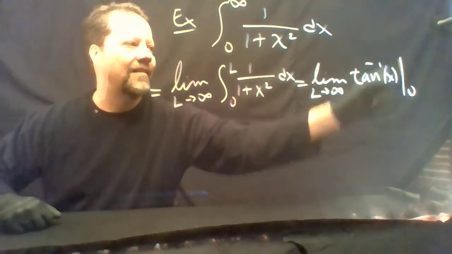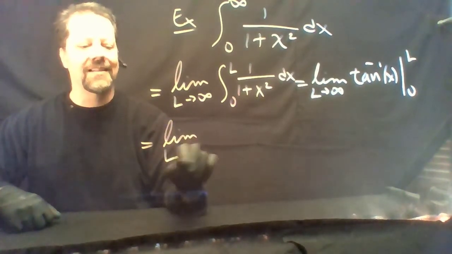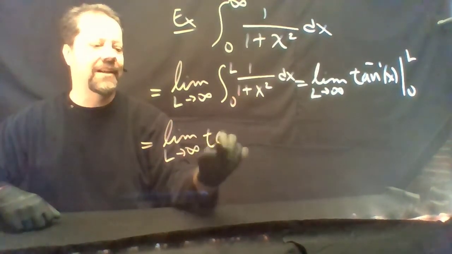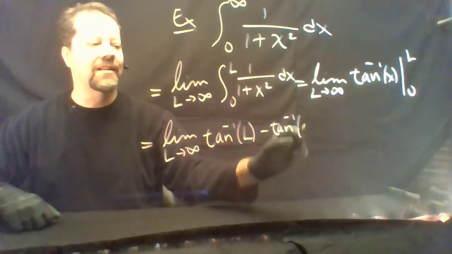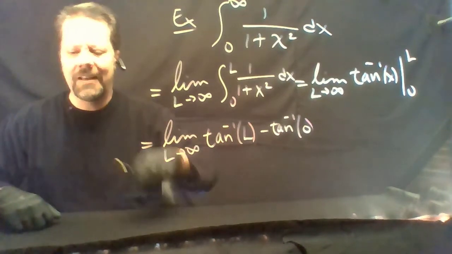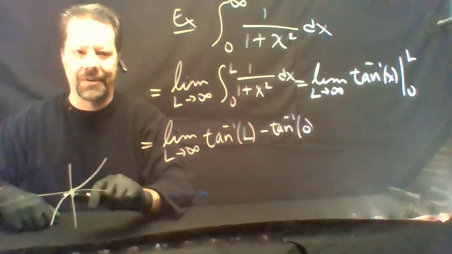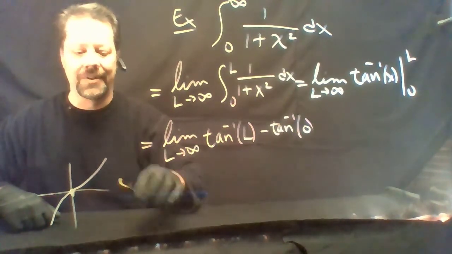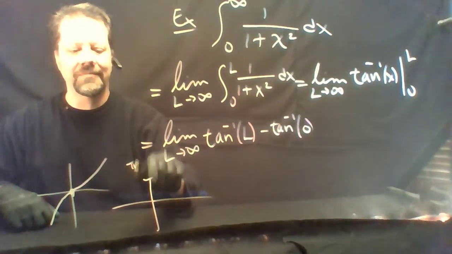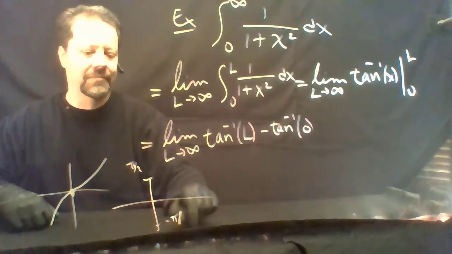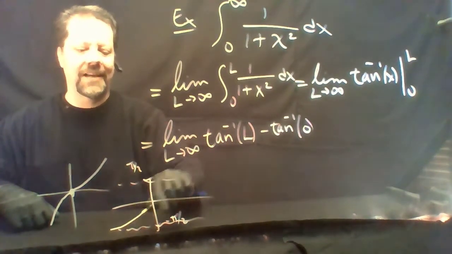We get the limit as L goes to infinity of the arctangent of L minus the arctangent of 0. Now the tangent function goes through the origin. So the tangent of 0 is 0. So the arctangent of 0 is also 0. Do you remember what the arctangent looks like? Arctangent looks like a tangent curve on its side.